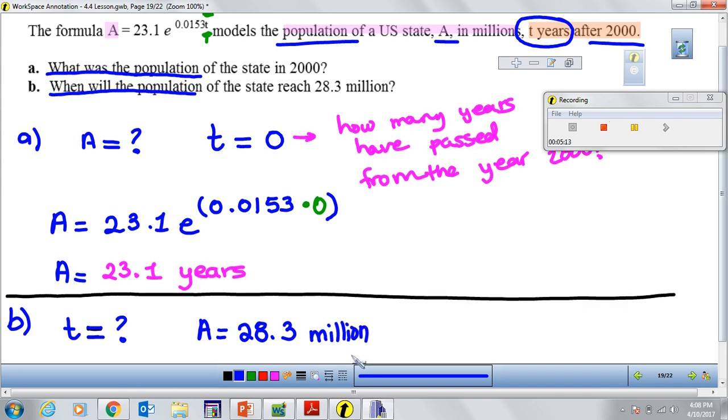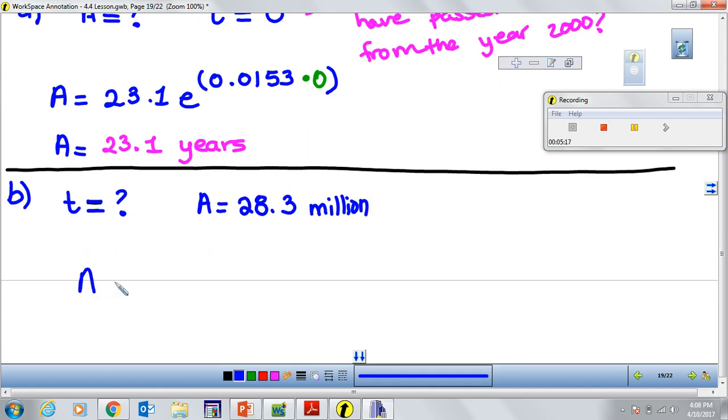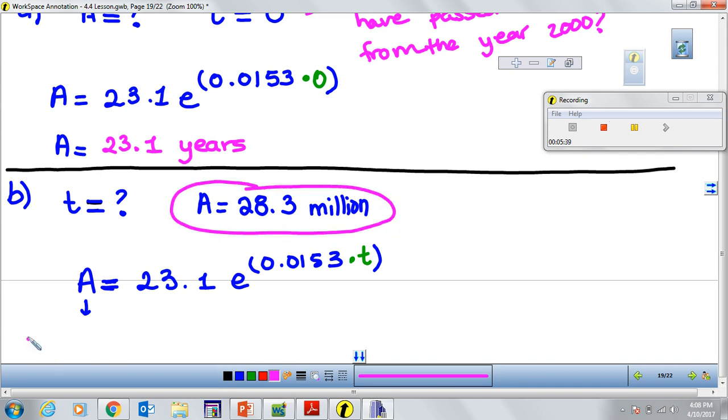What we're going to do is, using the same formula, which is not going to change, replace what we know with the given information. We're looking for the time. I do not know what the time is, but I do know that the A over here is going to be replaced by this population. So 28.3 equals 23.1 times E raised to the 0.0153 times the time.